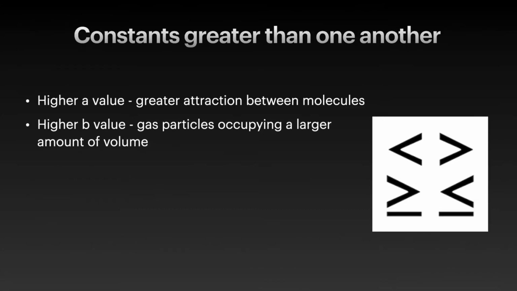Now, what does it mean when these two constants have larger values? If the molecule has a higher a value, it means that there's a greater attraction between the molecules and therefore the gas will compress more easily. If the molecule has a higher b value, that indicates that the gas particles are occupying a larger amount of volume. For example, chlorine is more easily liquefied than ethane because chlorine has a larger a value and a smaller b value compared to ethane.